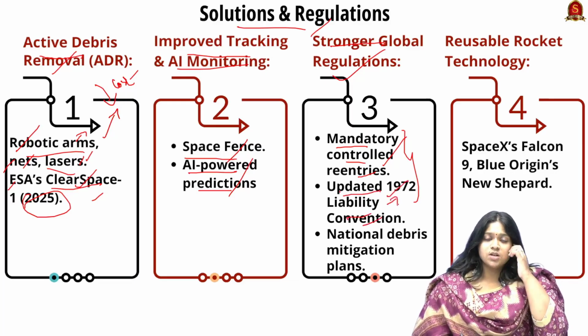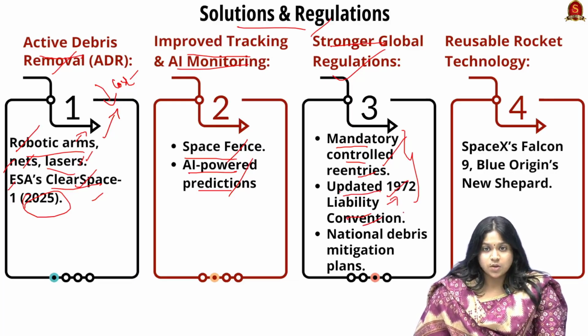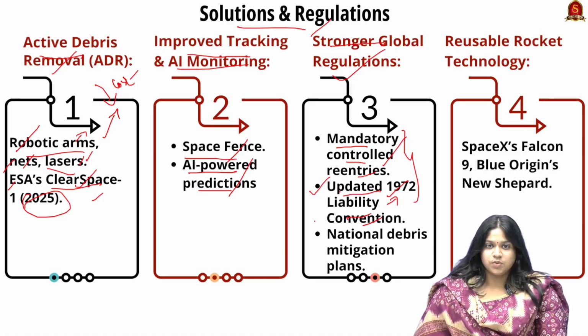So this convention is having mandates on the damages which are caused by space debris. So that needs an even stricter updation of this convention and its liabilities. Next is having national debris mitigation plans. So without the consensus of different countries in one way, this won't be an option.